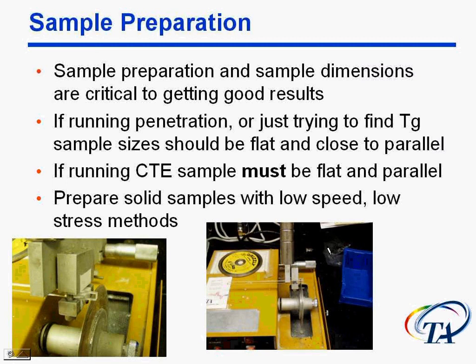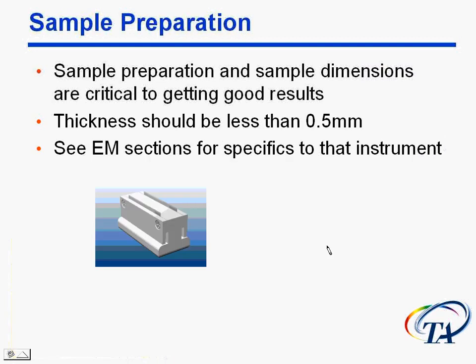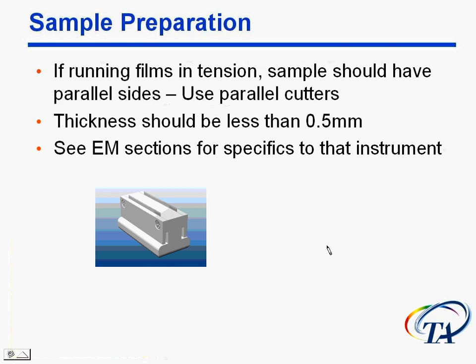Prepare solid samples with low-speed, low-stress methods, like the saw we show here. So it's a low-speed saw, doesn't put much stress into the sample, and it doesn't put a lot of heat into the sample. If we're running films in tension or even softer samples, the sample should have parallel sides. Use parallel cutters. Now this shows an example of one that we sell for our DMA. Now this is actually the bigger sample that you wouldn't want to really use this probably. This is a little bit too wide, but there is one that's smaller that you could use.